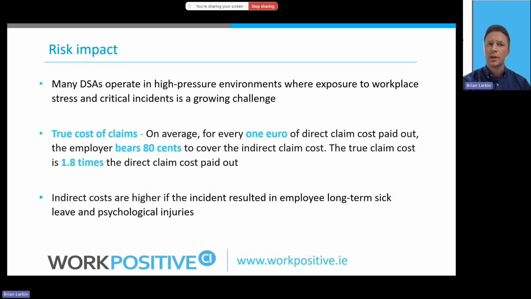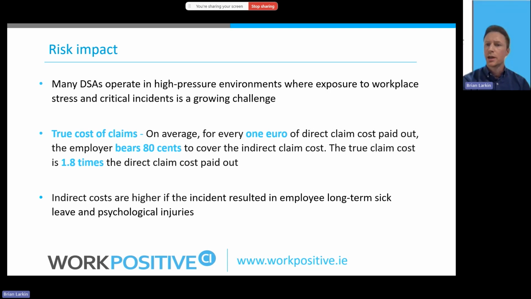But there are also indirect or hidden costs that many organisations may not be aware of, such as loss of productivity, sick pay, absenteeism, staff replacement, and these can significantly outweigh the direct costs.